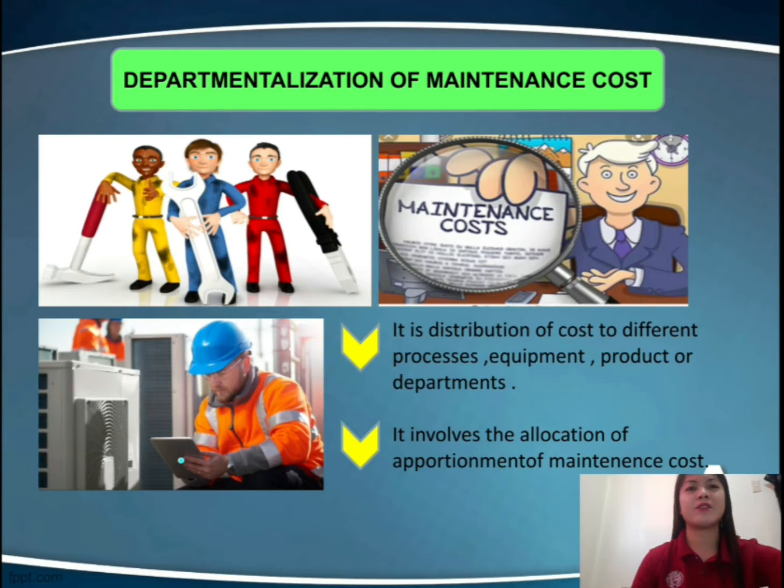Departmentalization of maintenance costs. After classification and collection of maintenance costs, the next step is distribution of costs to the different processes, equipment, product, or departments. It involves the allocation and apportionment of maintenance costs.